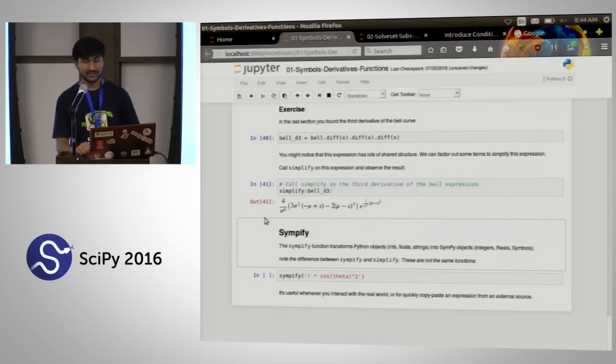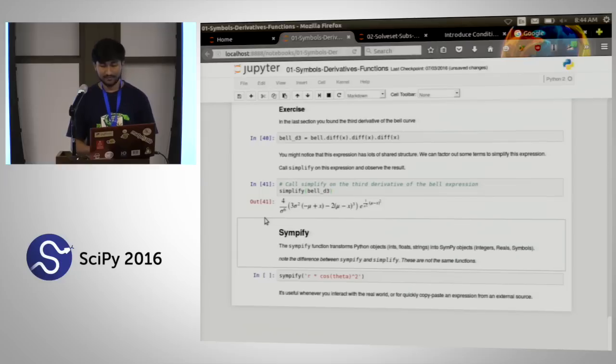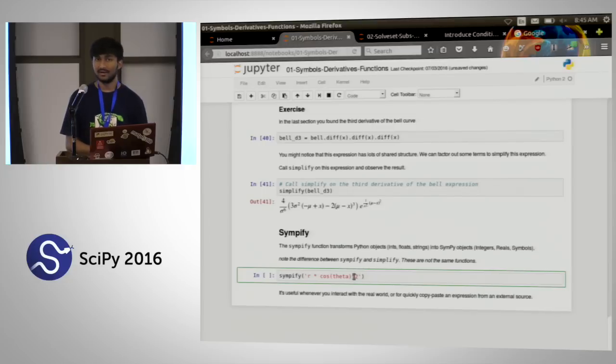There's one more function called sympify. Don't confuse it with simplify. It's sympify, so simplifying things. Basically, it can convert strings into SymPy objects. A caret is not actually used in Python or in SymPy, but a lot of people tend to use this caret. If you want to convert this string into a SymPy object, you can simply pass it to sympify, and it will give you the SymPy object corresponding to it.